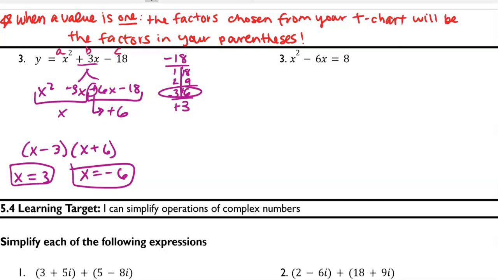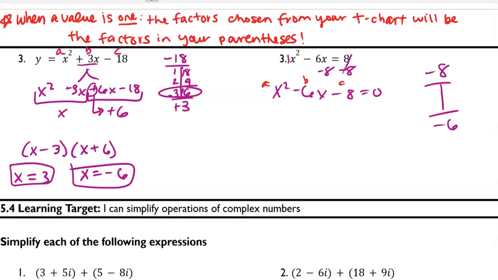Okay, let's look at number 3. And we have an a value of 1 again, so I'll show you the trick again. I'm seeing that our 8 is on the wrong side. We need it to be on the left with everything else. So x squared minus 6x minus 8 is 0. Then we look at our a, b, c, and a times c is -8. And we're looking for factors of -8 that add up to -6.